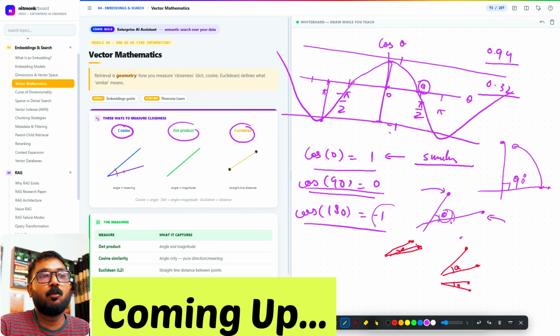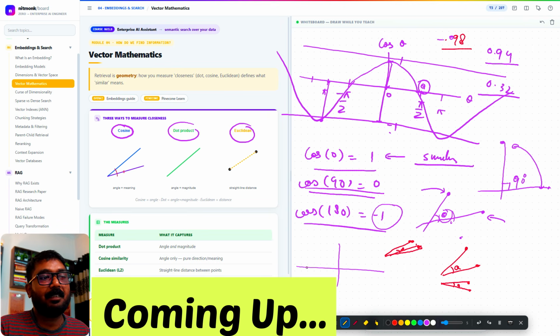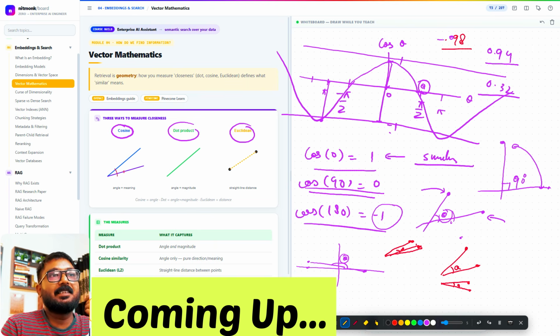If their value goes negative, let's say minus 0.98, for example, then what we understand is they are far apart. They are totally opposite. One vector sitting over here, one vector sitting over here, for example, if it's not exactly minus 1. And that's the value of theta. That's how we try to understand if these vectors are similar or not.